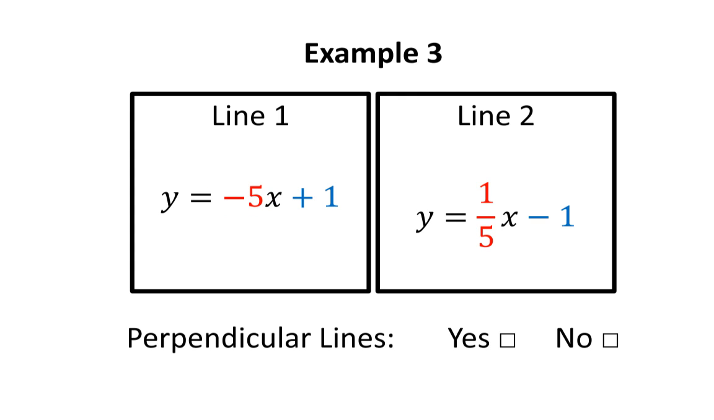Therefore, you can rewrite negative 5 as a fraction. That would be negative 5 over 1. You should now see that 5 is now in the bottom and 1 is now in the top. This slope is negative while this slope is positive, which means they have been flipped and switched, which means they are negative reciprocals. So these two lines are perpendicular lines.